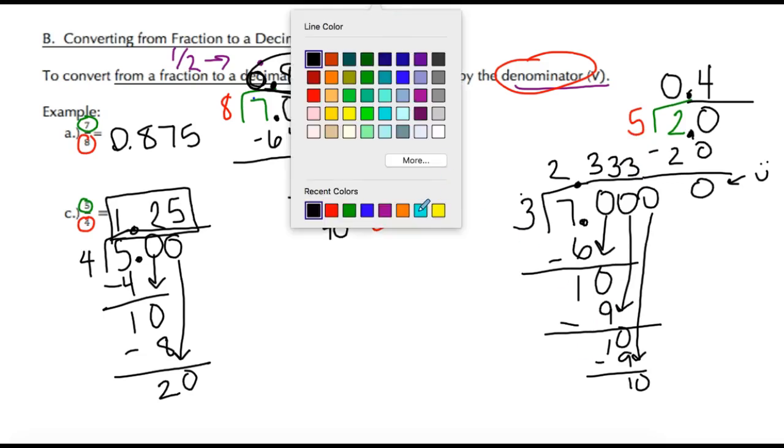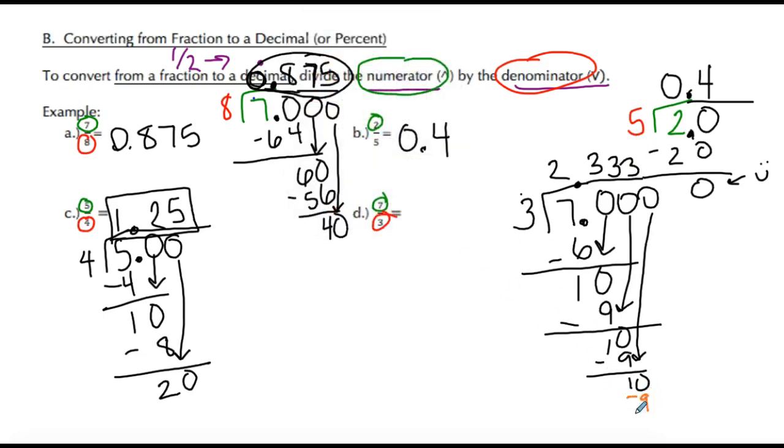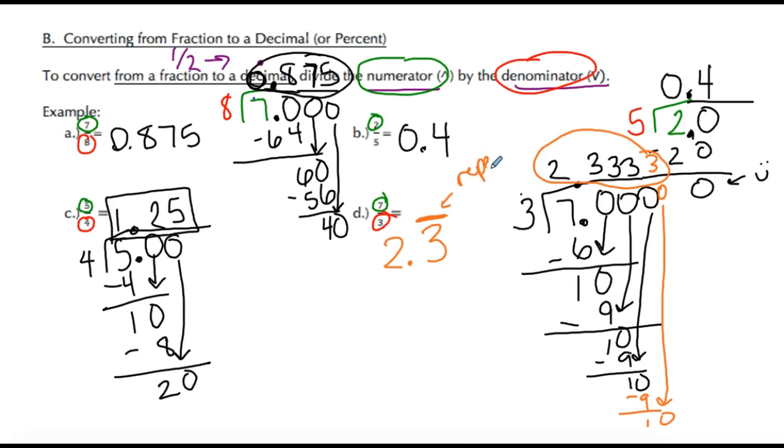I'm going to change my color so you can see what I'm working on here. If I keep going, this isn't going to change. So no matter how many times I do this, the decimal is going to repeat. Se va a repetir. This decimal just keeps going, 2.333, forever and ever. So when we get a decimal that repeats like this, we have a shorthand way of writing it. We write the 2.3 like we had been, but we put a bar over it. This bar means repeating. So this is my answer.